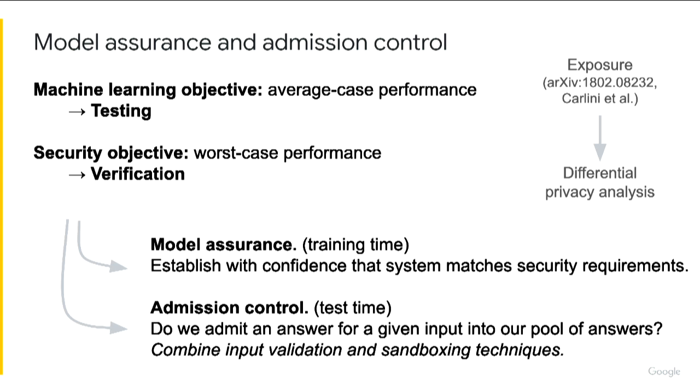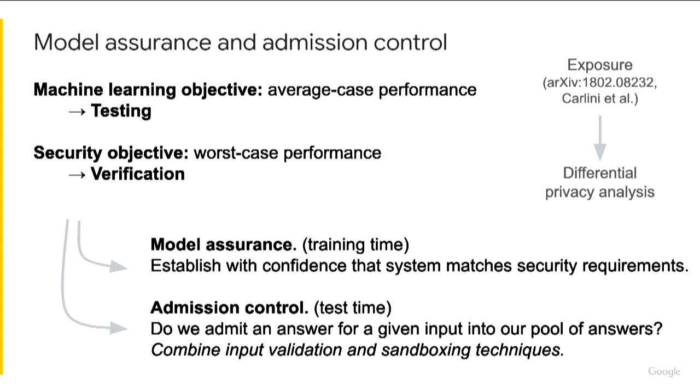And so I'm arguing that we should work on two things. At training time, we should establish with confidence that the system matches a set of security requirements. I'll come back to what I mean by these requirements. This amounts to what is typically called model assurance in computer security. And at test time, given an input, we have to validate whether we'd like to make the prediction on this input. So given an input and the output of the model, decide whether we want to admit this input-output pair into our pool of answers. This is more like admission control.